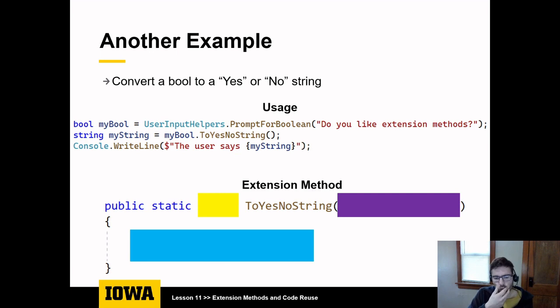So we'll do another example here. Let's say we wanted to write an extension method to convert a Boolean to a yes or no string.